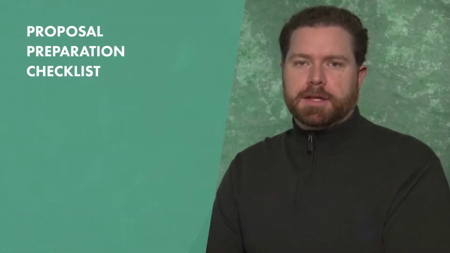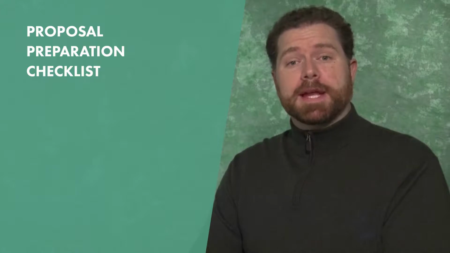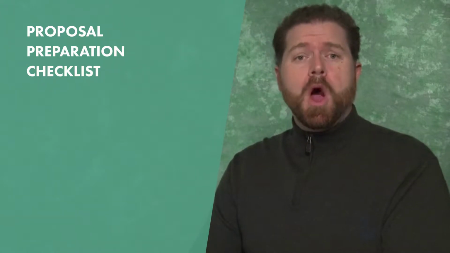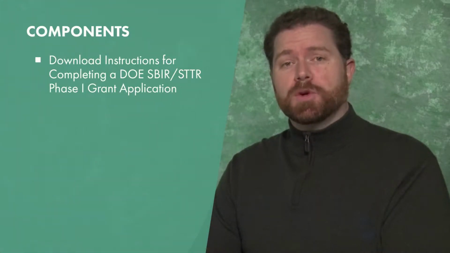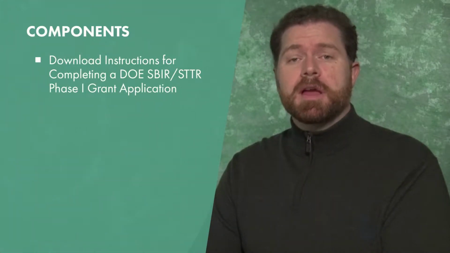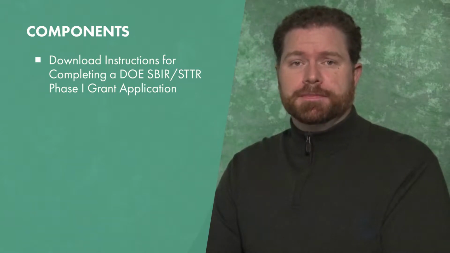In Tutorial 9, we introduced the Proposal Preparation Checklist and recommended that you download that document and keep it close to your computer while working on your proposal. This tutorial goes into a little more detail and introduces a companion document on DOE's website entitled Instructions for Completing a DOE SBIR STTR Phase 1 Grant Application.